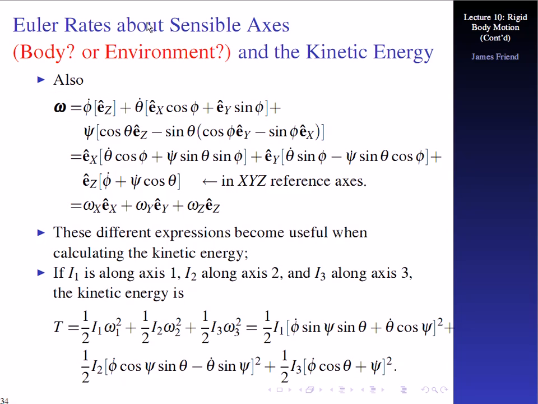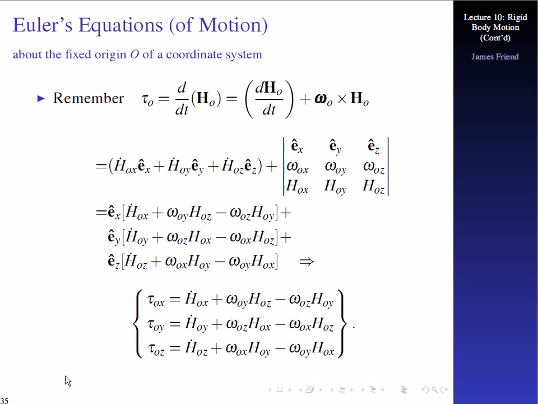These different expressions become useful when calculating the kinetic energy. We can talk about the kinetic energy when we use the principal moments of inertia, then we'd use our body axes and talk about that in terms of the Euler angles, and it'd be written as shown here. Euler's equations of motion?